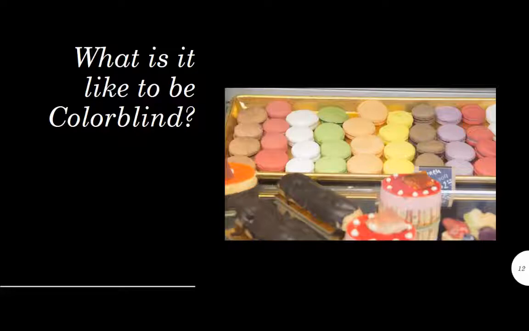Well, it's hard to get you to really experience it, but this video at least attempts to help you understand what it's like to be colorblind. Enjoy.